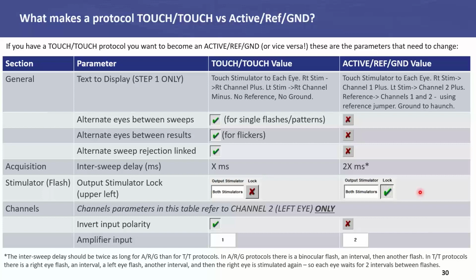And then finally, the channels parameters. These refer to the left eye only. For active reference ground protocols, you would have the left eye get its own channel, and that channel would be channel 2. For touch-touch protocols, it would also be fed into channel 1, so it would be acting as the reference for the right eye. And then you would also want to turn on invert polarity for the left eye for touch-touch protocols, because since it's acting for the reference, if you don't invert it, everything's going to be upside down.